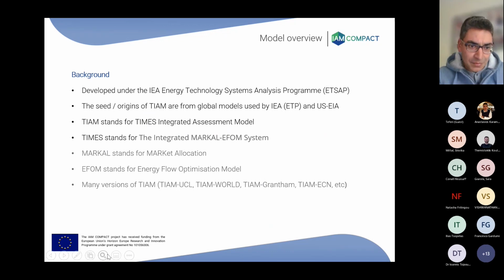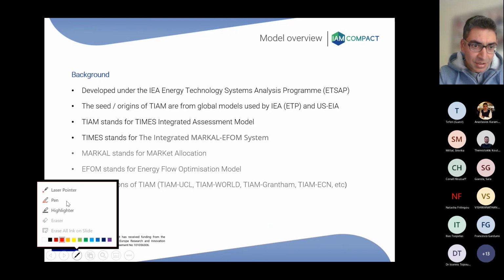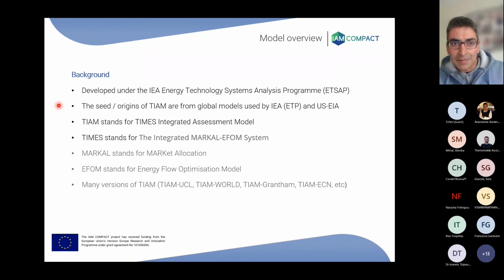Sorry, I just put my laser pointer on so you know where I am. The origins of TIAM are from some global models used by the IEA and also the US EIA. The Times Integrated Assessment Model then dives into acronym hell: the Integrated Markal EFOM system. Some of you will have heard of Markal, the Market Allocation Model, and then EFOM, the Energy Flow Optimization Model. So someone obviously got a bit overly excited about their acronyms.